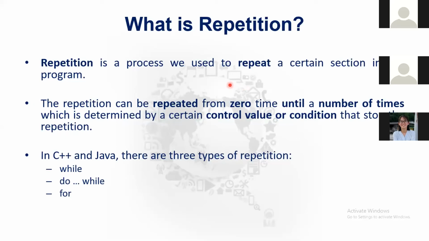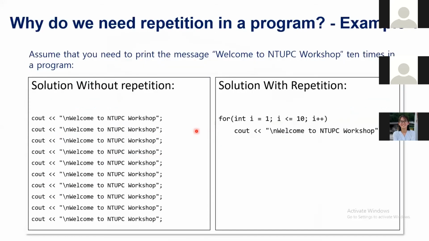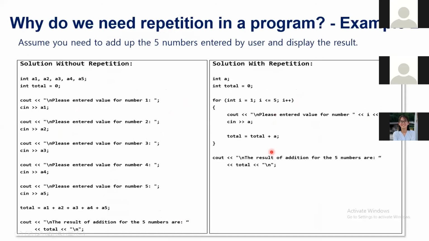So how do you actually do it? Let's say, for example, these are rather simple examples where you have 10. You're trying to display a message 10 times. You cannot just type it 10 times, right? So what you can do is use repetition. Here you're going to use the for loop. But how does it work? Okay, later we'll cover it.